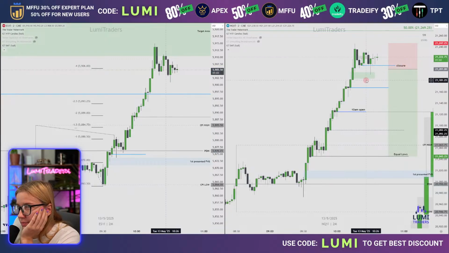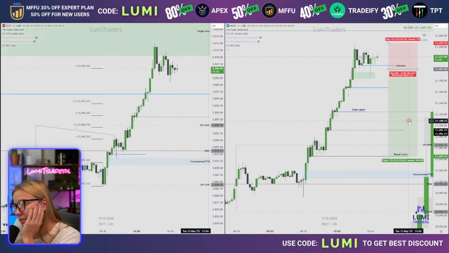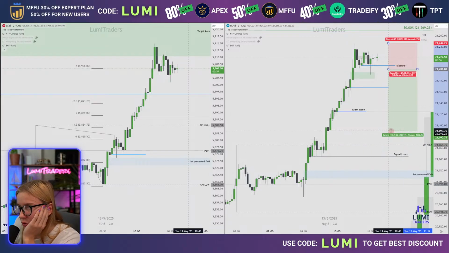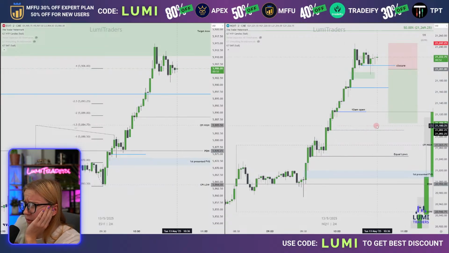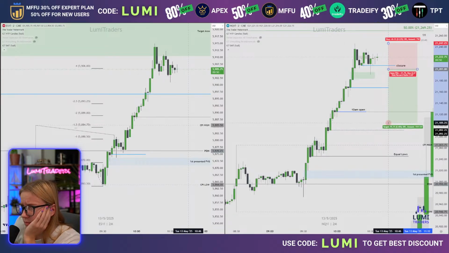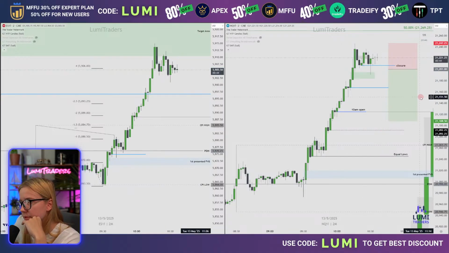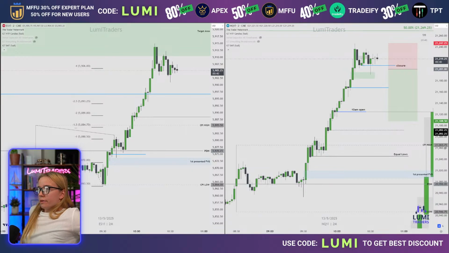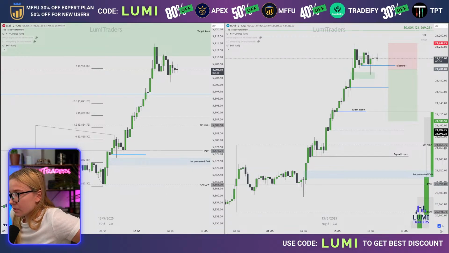Order block, entry. Aiming for 2R. I should aim for 2R at this point. It's something like this. Everything else is just for runners.